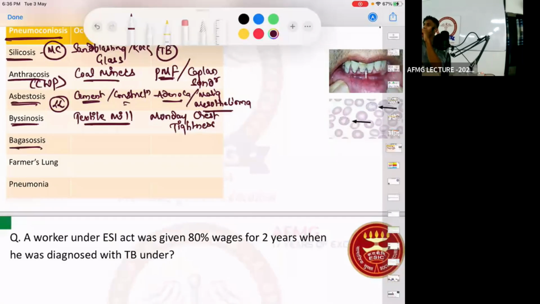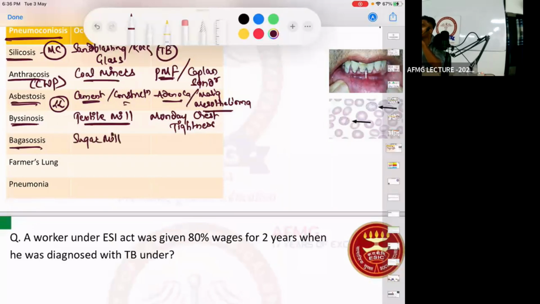Bagasosis. Bagasosis is due to exposure to bagasse or molasses. And what is bagasse or molasses? It is sugarcane dust. Therefore, bagasosis is seen in which industry workers? Sugar mill workers.